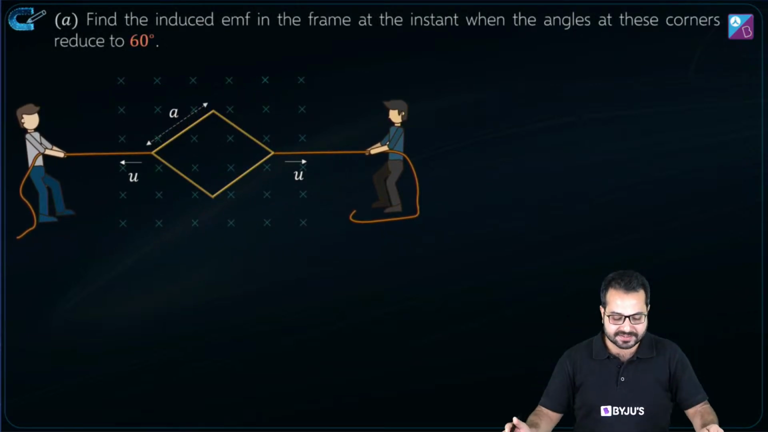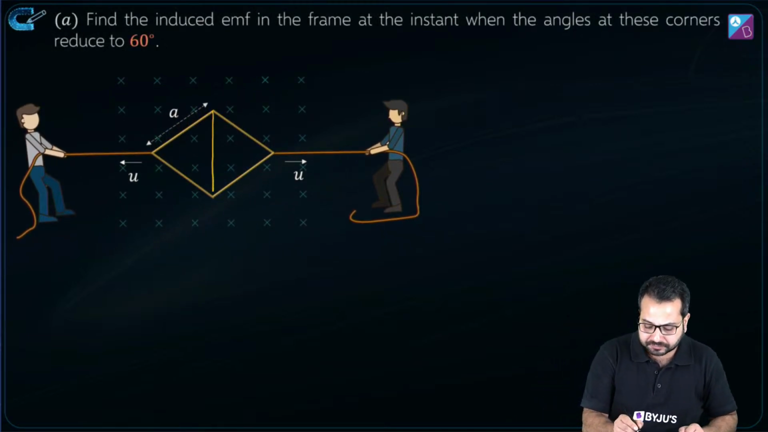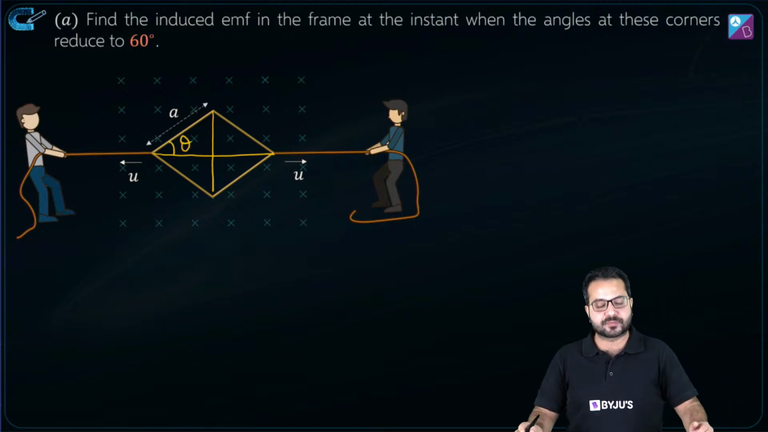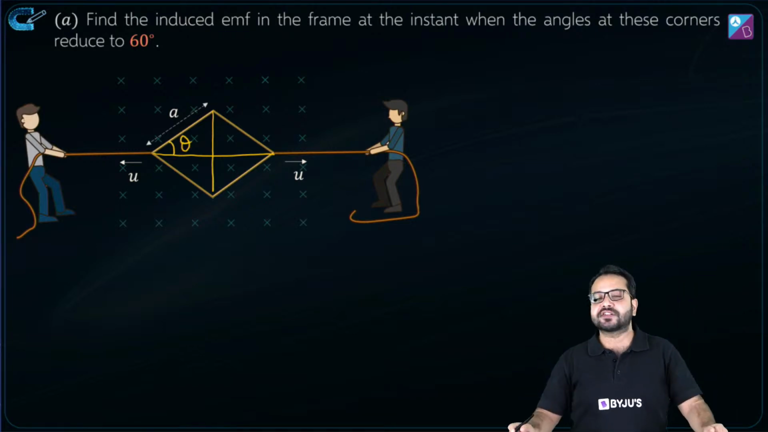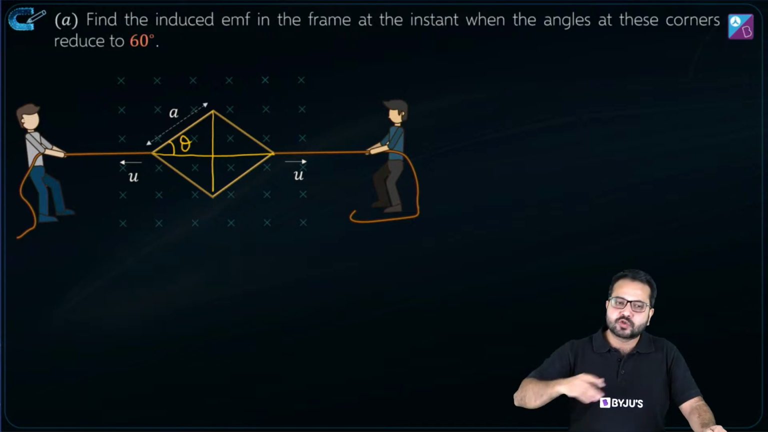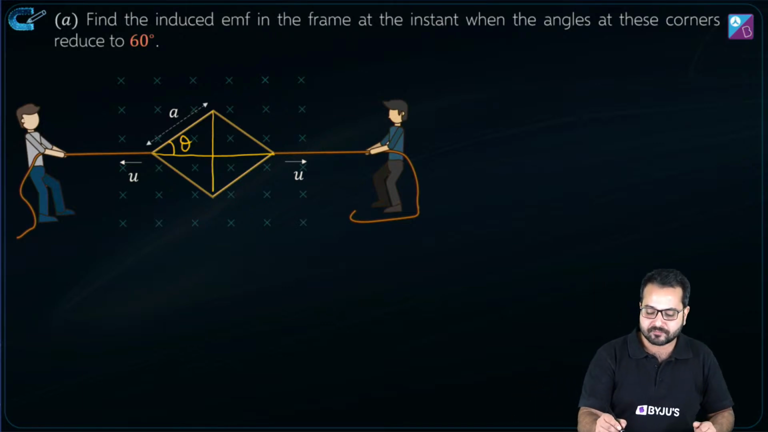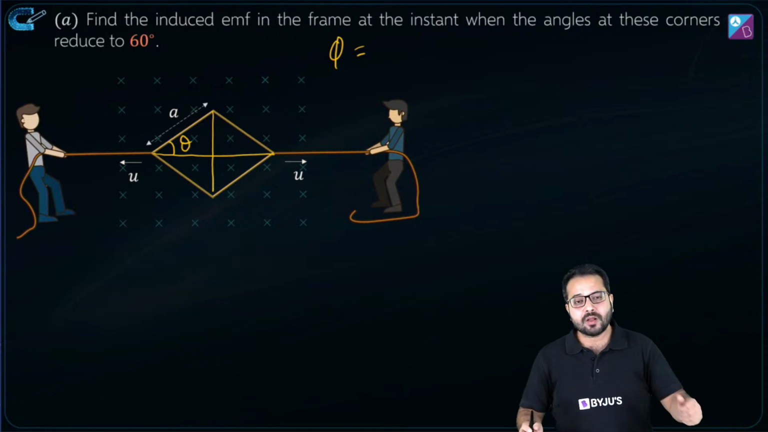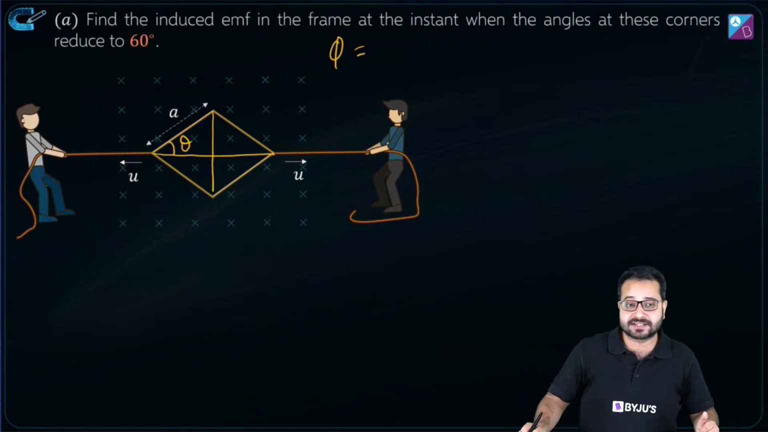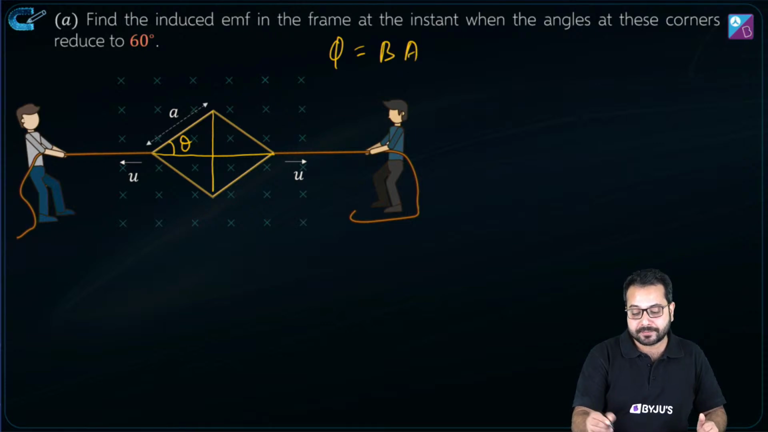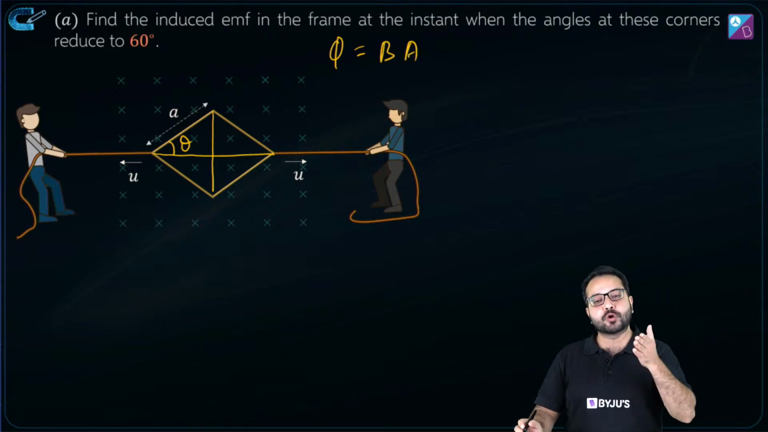So let's say at a certain stage, half of this corner angle has become theta. So what is my objective? My objective is to find out what the flux is. Here the magnetic field is constant, so the flux is simply going to become B into A, because the area vector is going to be along the magnetic field. Do you agree, guys?